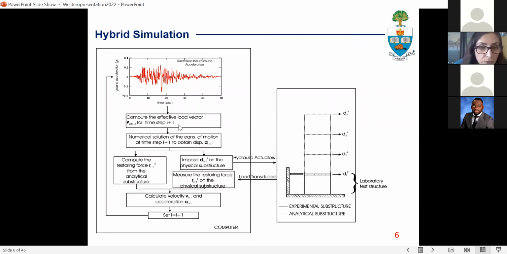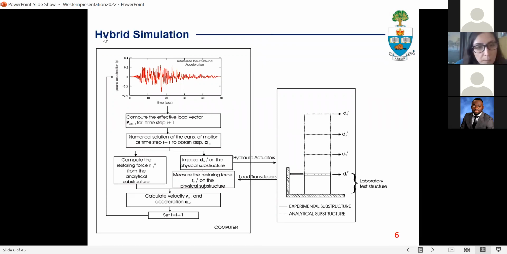If you look at the flow chart, we start with the external load. The integration algorithm calculates the displacement vector, and now it splits into analytical and experimental. Part of the displacements are sent to the numerical model to calculate the restoring force. Part of the displacements are sent to an actuator to impose it on an experimental substructure. And once this step is done, the restoring forces, both from the analytical substructure and the physical substructure, are combined and fed back. This way, by only testing a critical component, we obtain the dynamic performance of the entire structure.